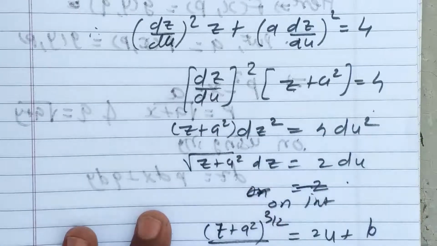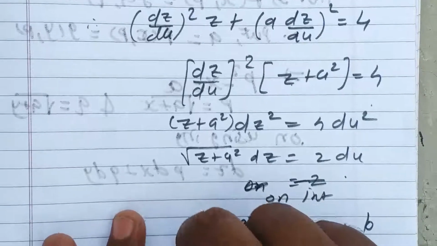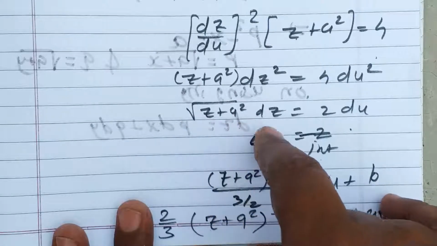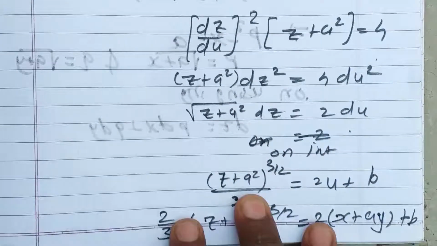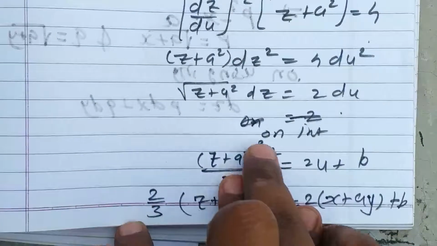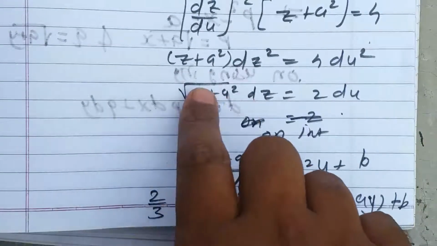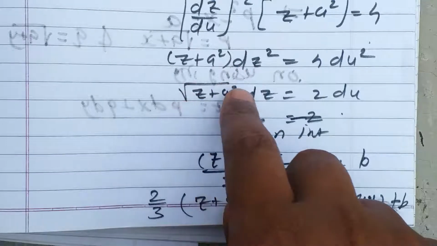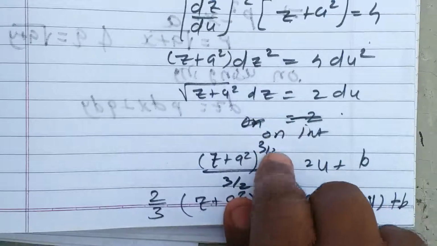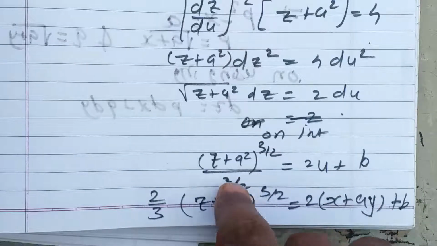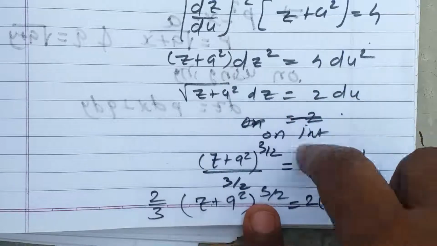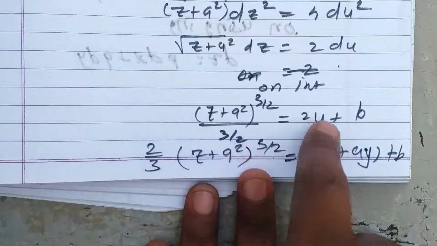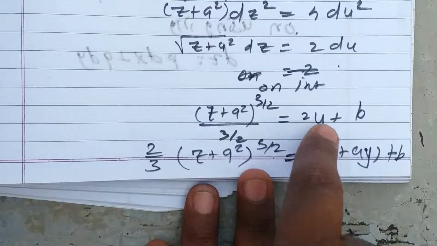On the left I have kept only terms of z: z plus a square dz square equal to 4 du square. Take the square root so that we will get the differential equation in variable separable form. After taking the square root, we have root of z plus a square dz equal to 2 du. Now integrate both sides. Here a square is a constant, root of z plus a square is z plus a square raised to half. On integrating, we get z plus a square raised to half plus 1, that is 3 by 2. The same way, the constant divides in integration: 3 by 2 equal to the right hand side, 2u plus a new constant of integration b. And at the end I have just replaced the value of u in terms of x and y, which is x plus ay.